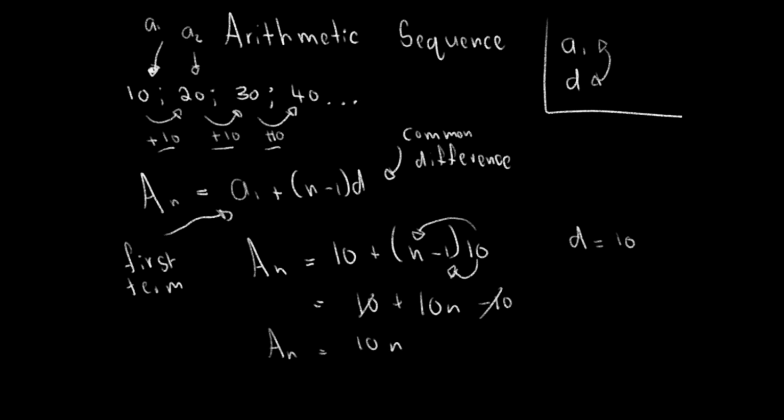Now let's test if this rule's true. I want to find the fourth term. We know the fourth term is supposed to be 40, but let's see. So I want to find a sub 4. I can find a sub 4 by substituting 4 into n. So n would then just refer to the term. I want the fourth term, and 10 multiplied by 4 gives me 40. And in fact, my fourth term is 40.